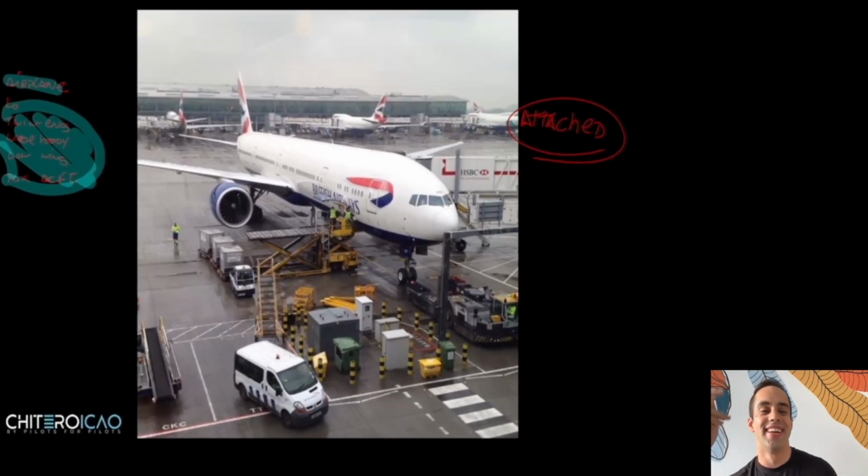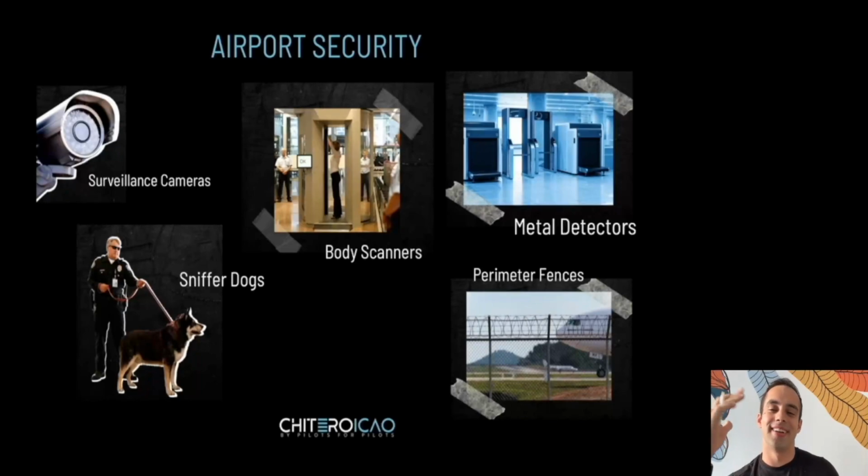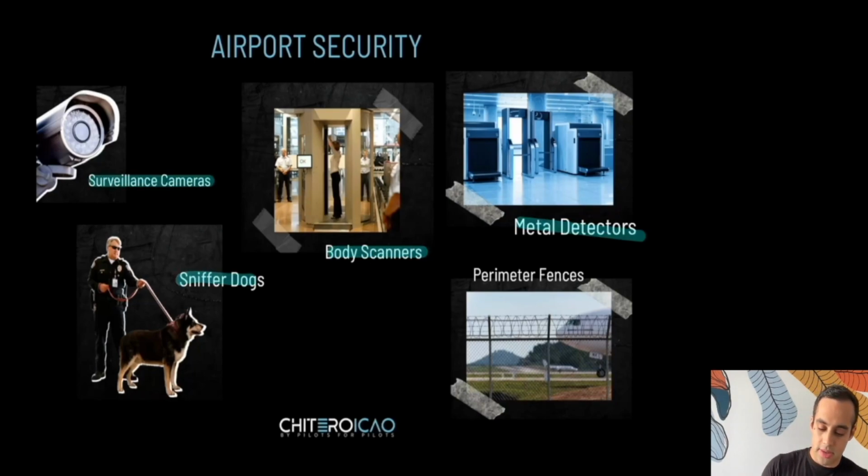All right, guys. Let's move on. This is just simple stuff. Airport security. I just put this as an extra here, just so you guys have the vocabulary. So whenever we talk about airport security: surveillance cameras, sniffer dogs, body scanners, metal detectors, perimeter fences. That's what I want you to have.